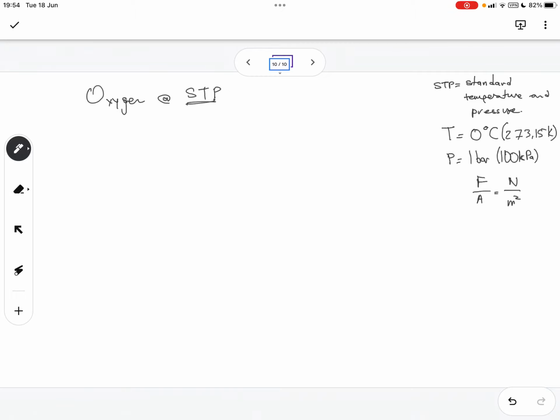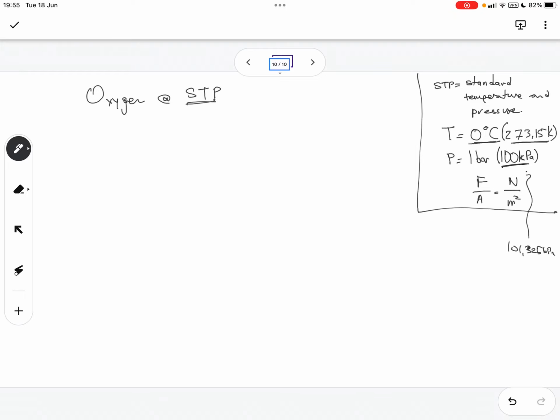So at standard temperature and pressure, we are assuming that the temperature is 0 degrees Celsius or 273.15 Kelvin, and that the pressure is 1 bar or 100 kPa. It's actually 101.325, but we'll just work with 100 kPa for now.